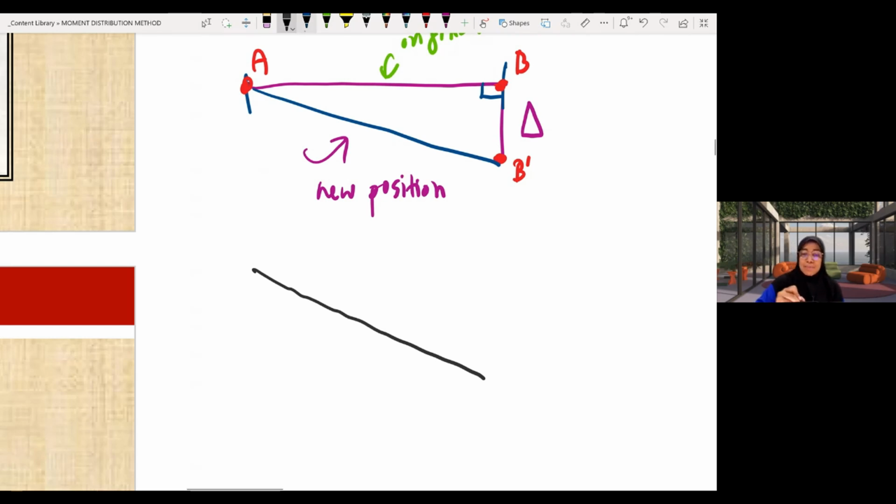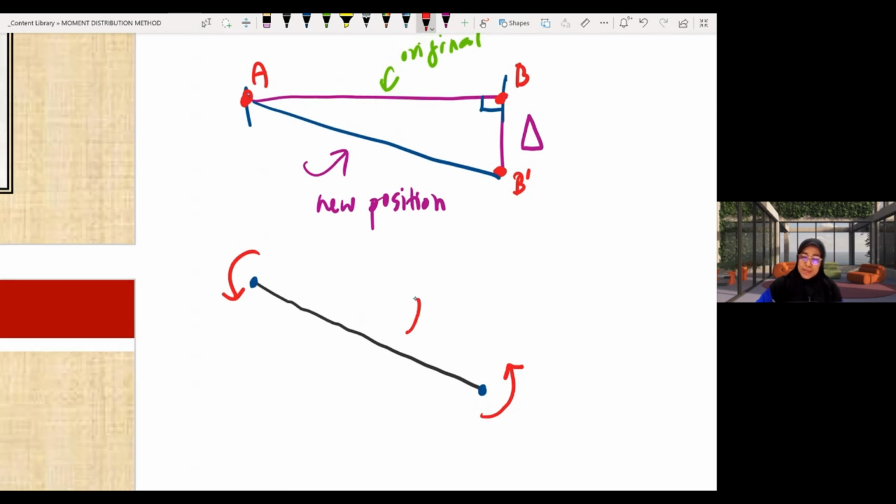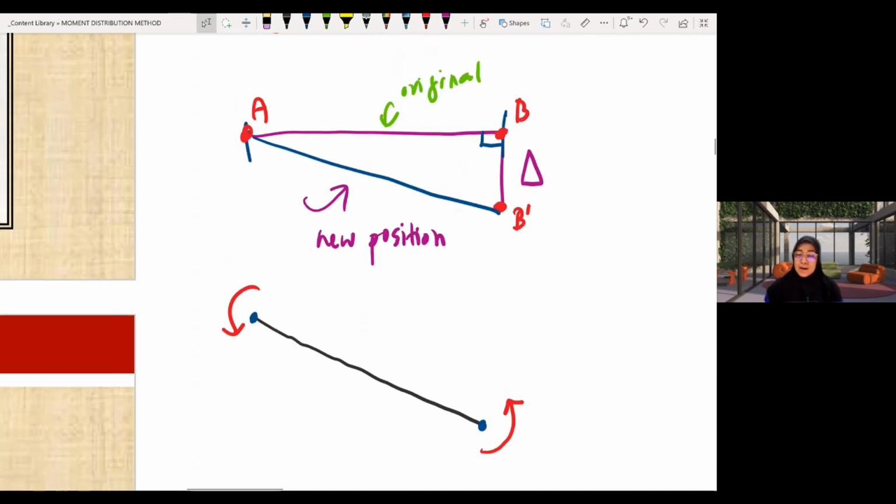Remember, when we apply fixed end moment, the function of fixed end moment is to push the beam back to its original position. It will push this point like this and this point like this, so that it goes back to its original position. It is going to be horizontal again. So that is why for FEM due to delta, both FEM at A and FEM at B have the same sign. Get the idea?